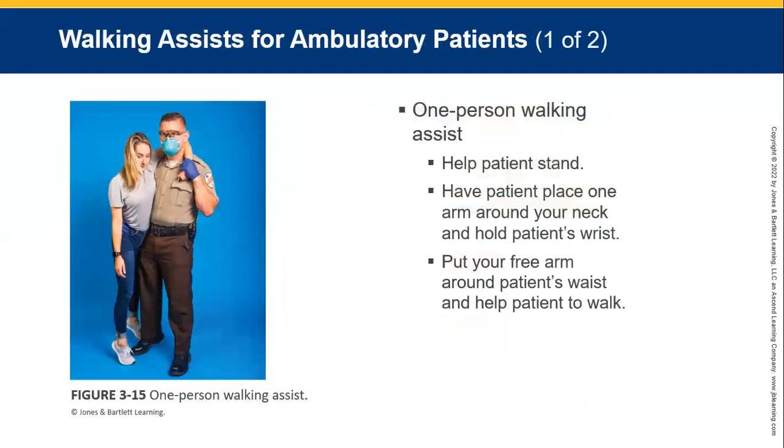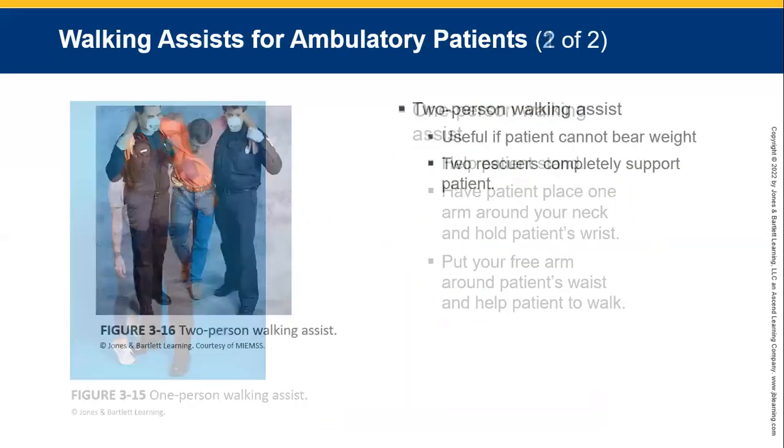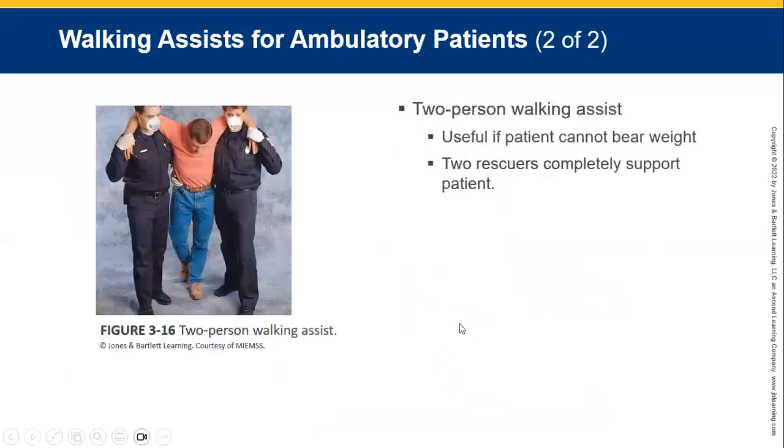Okay, we can always work as a one-man crutch. Put the patient's arm around your neck, hold the patient's wrist, and use your free arm to support the patient around the waist, and walk with a patient who can walk or move on their own steam, but not efficiently. A two-man crutch can also be done exactly the same way. Always remember to place your free arm around the patient's waist and help the patient move to safety that way.